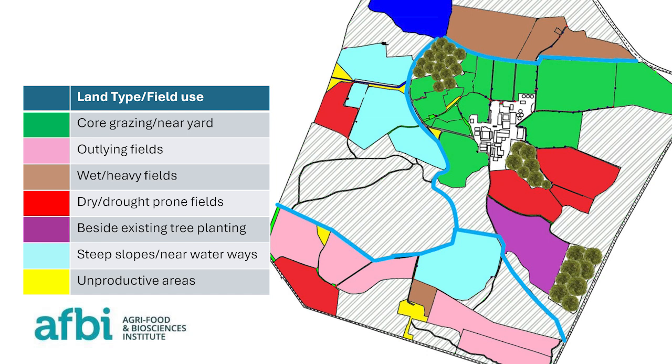You have the green ones near to the farmyard, which could be your core grazing areas. The light, or the pink coloured ones are your outlying fields, which are usually mostly for silage, maybe some grazing. The red fields are the very drought prone. Maybe they're high, they're sloping, they're very well drained. So there's a contrast in all these different field types and the uses for these fields.